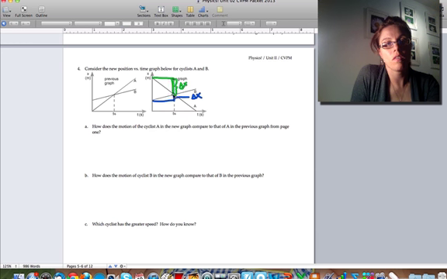So A went much further, traveled that much further. B just traveled this little bit. So A traveled much further than B in the first 5 seconds.